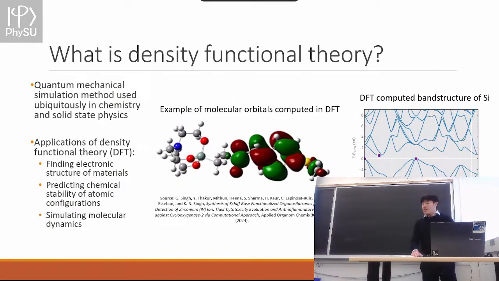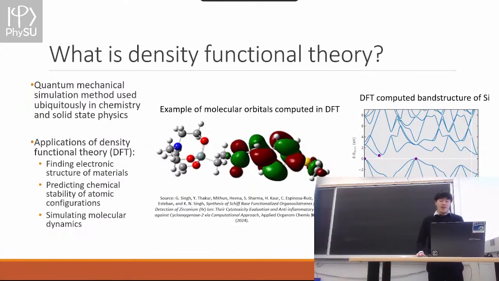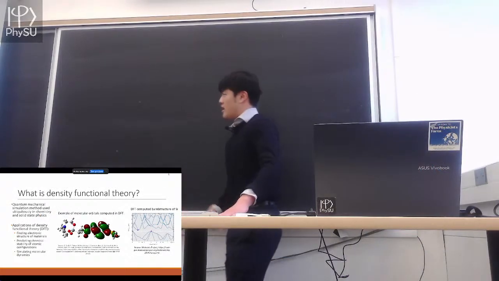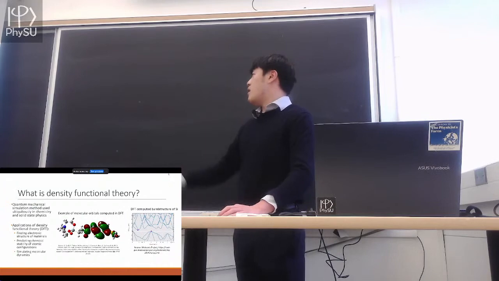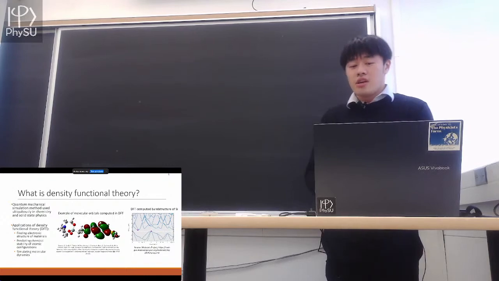So what exactly is density functional theory? Essentially, density functional theory is a quantum mechanical simulation method that's used a lot in chemistry and solid state physics. There's a lot of uses for it. For example, one thing it's used frequently for is to compute band structures of different materials. Here I have a plot of a DFT computed band structure of silicon. And the figure on the left is an example of a molecular orbital computed using DFT.